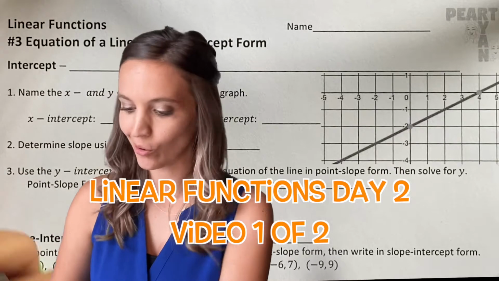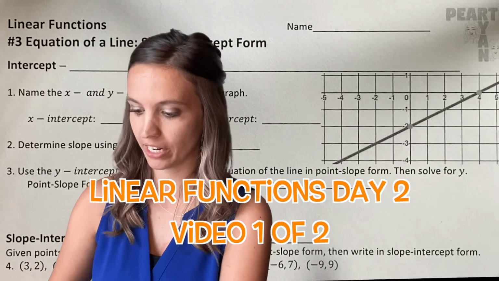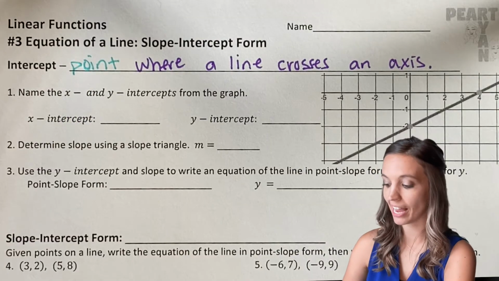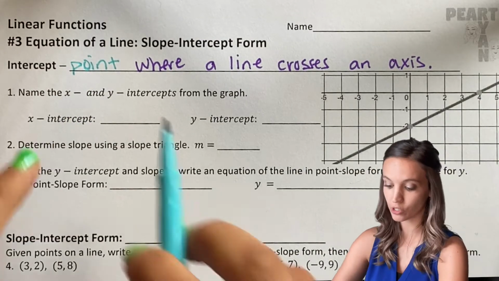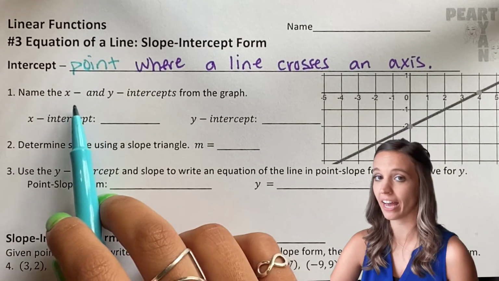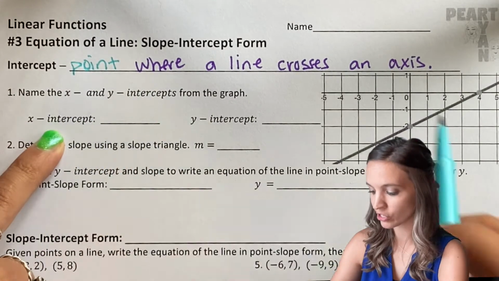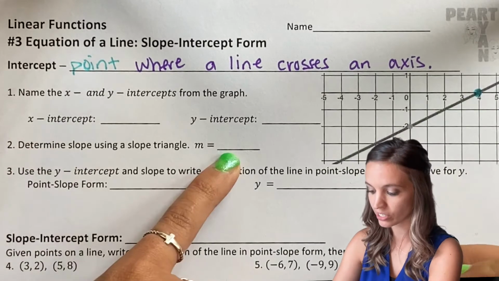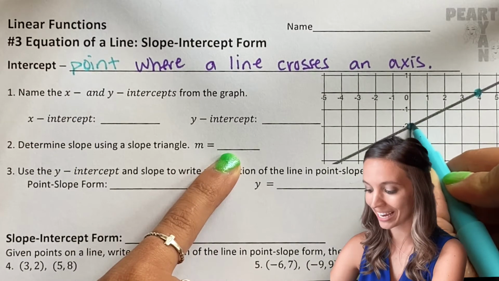Functions continue. So we're gonna look at intercept here. So let me write this definition real quick. Intercept, a point where a line crosses an axis. All right, so this first one wants us to figure out where the x and y intercepts are. So the x-intercept is where I cross the x-axis, so this point right here. And then the y-intercept is where I cross the y-axis, so right here.